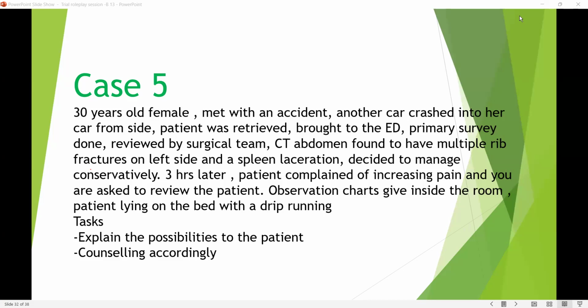So when you introduce yourself, just say, hi Janice, I'm Dr. X, I'll be looking after you today. I can understand that you are here. You can just mention the patient had an accident and has multiple rib fractures and a spleen laceration. But I just came to know that you are also having increasing tummy pain. So do you want me to give more pain medication?